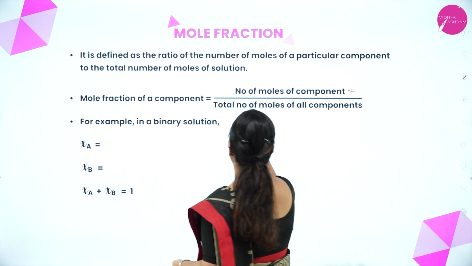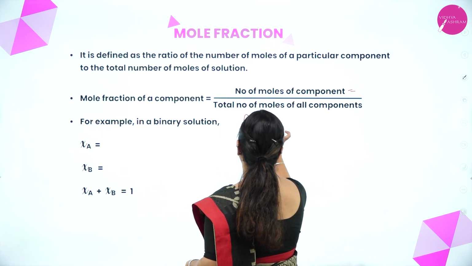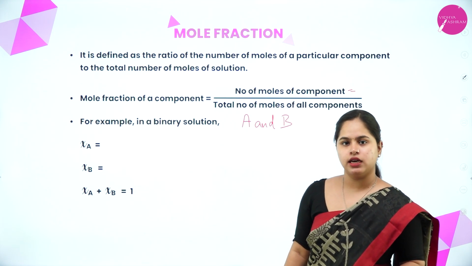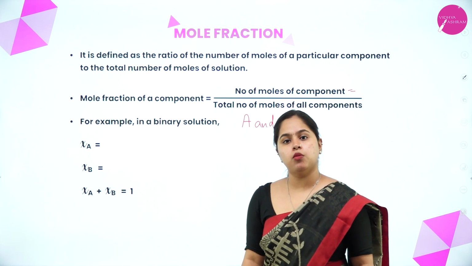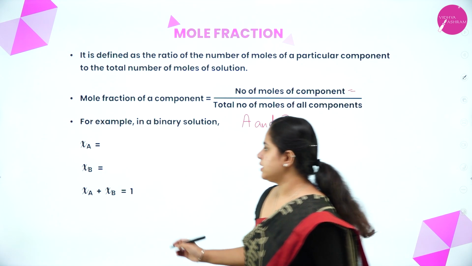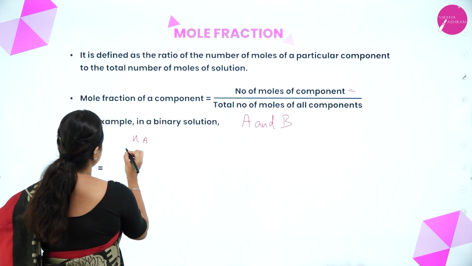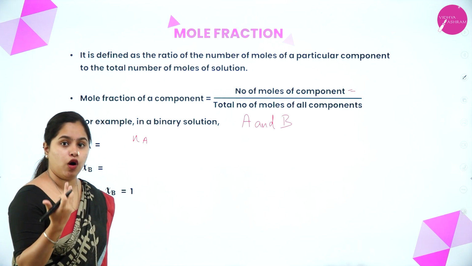Let's take the example of A and B, where A and B are my solute and solvent. So what will be the mole fraction of the component A? It is the number of moles of A. I have to find out the mole fraction of A, right?